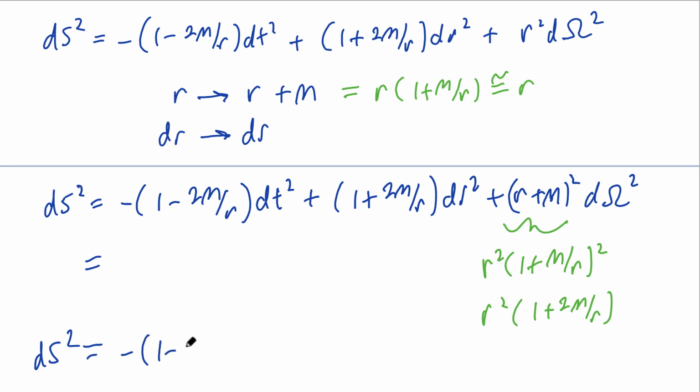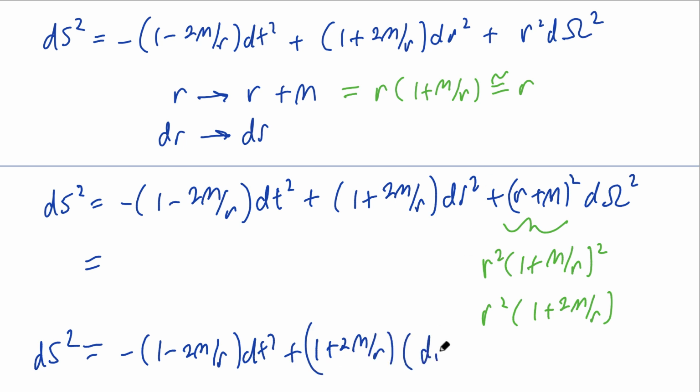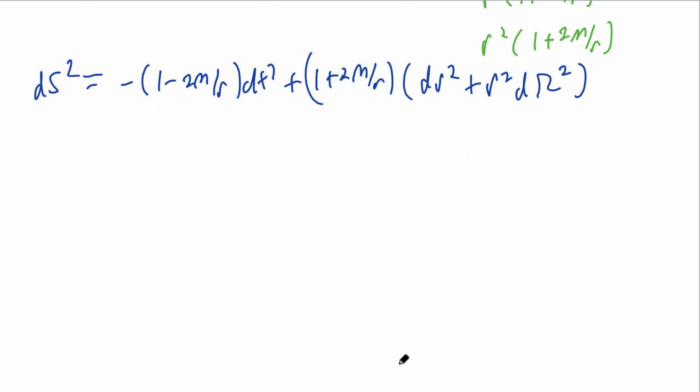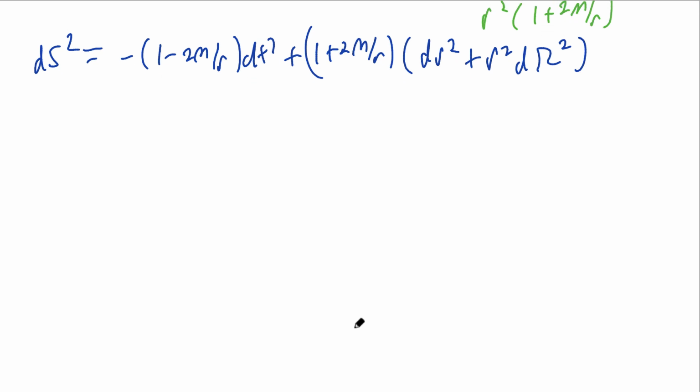It's -1 minus 2m over r dt squared plus common factor of 1 plus 2m over r all times dr squared plus r squared d omega squared. So this is the Schwarzschild metric in the weak field limit where m over r is small. And it's the analog of the Newtonian single particle m. So we can identify minus m over r as the Newtonian potential.